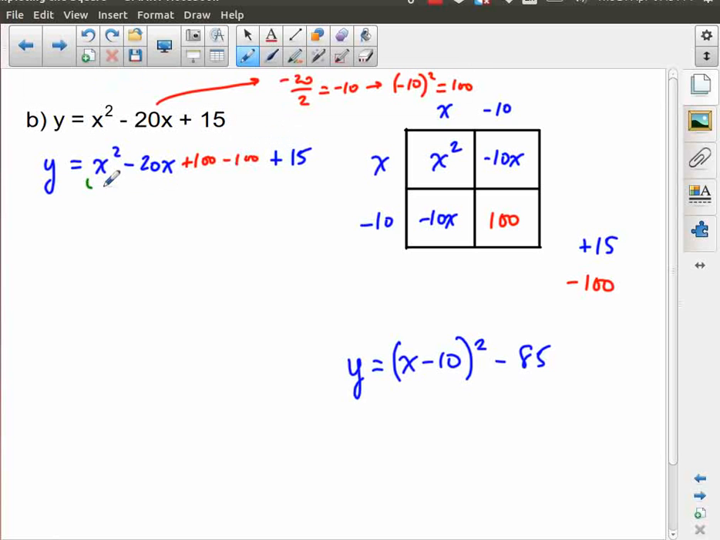I look at these first three terms. They are my perfect square. So these three terms together become x, and it was minus 10, so it becomes minus 10 in the bracket, all squared. And then these two terms, negative 100 plus 15 is minus 85. Y equals. So there we go, exact same answer as I had before.